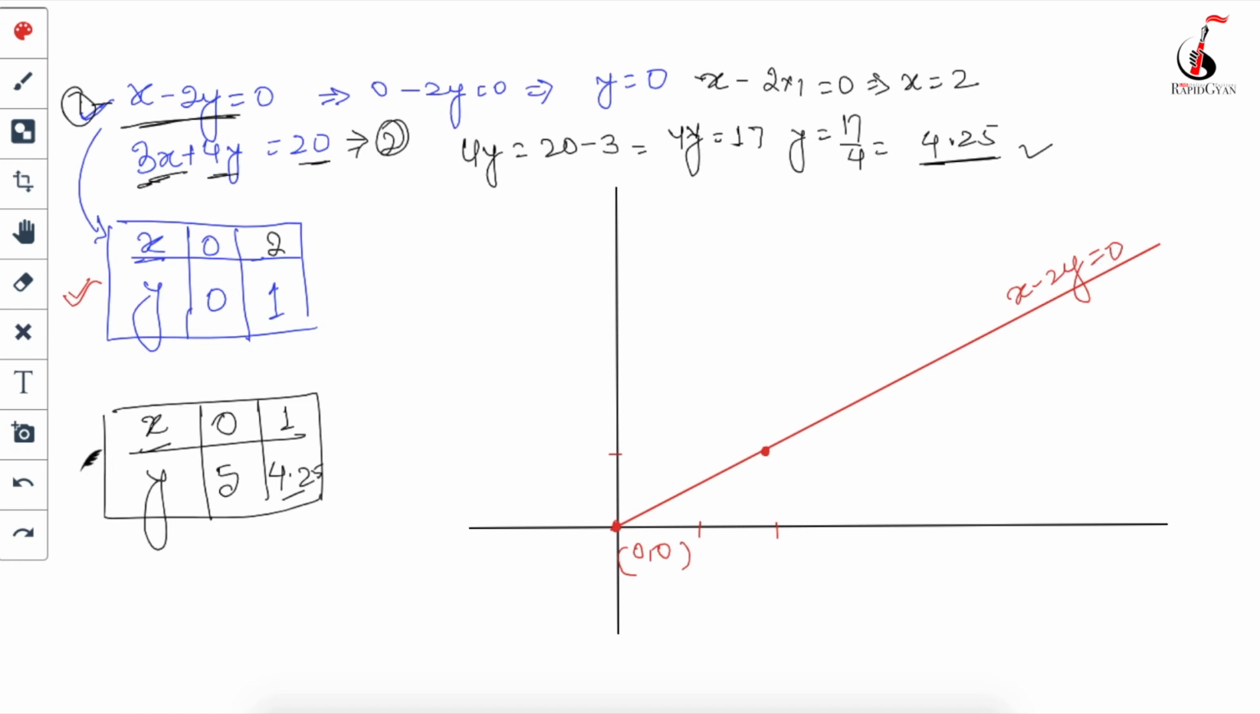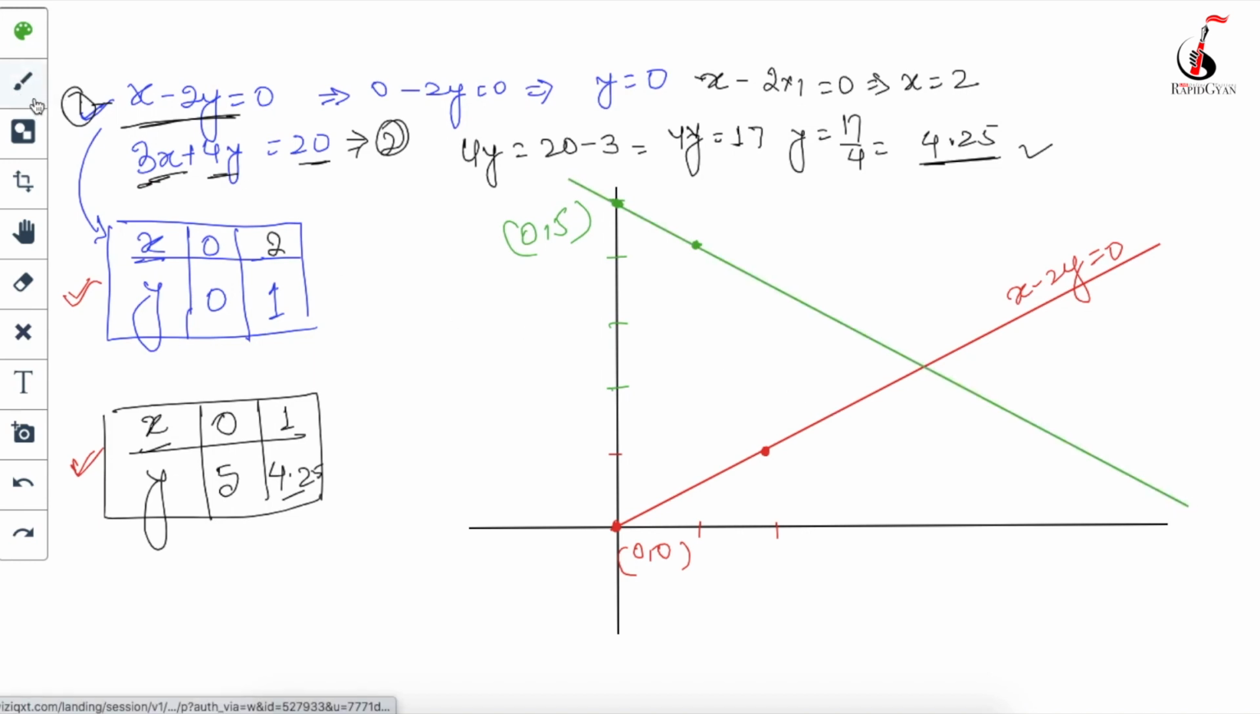Now you will have to draw this line, which has x equal to 0 and y equal to 5. This is 0, this is also 1, 2, 3, 4, 5. So this I will consider as 0 comma 5, correct? And the next one will be 1 comma 4.25. So this is 1, this will be your 4, okay? So a little bit above. If you have graph paper, you will get the accurate value. Now here also you will have to draw the line, correct? So see, this line is intersecting at one point.